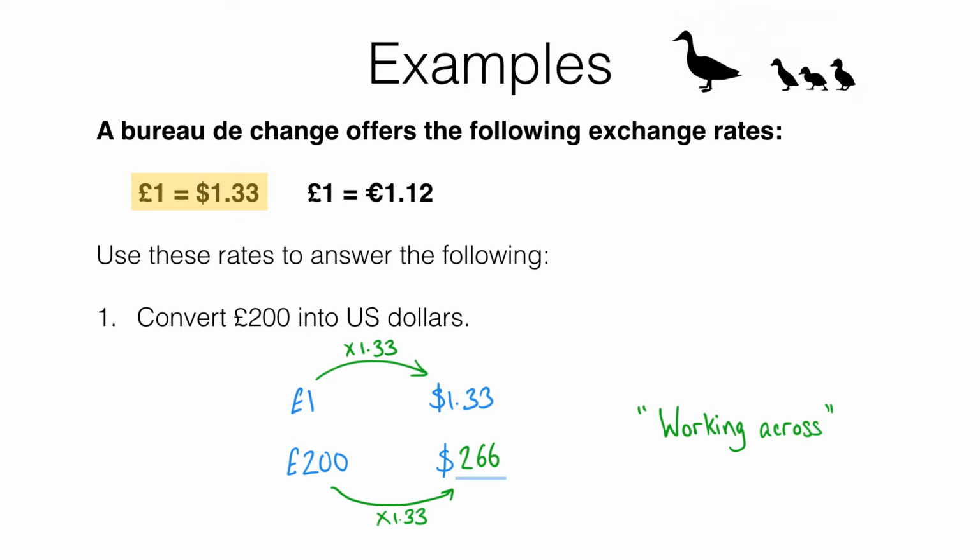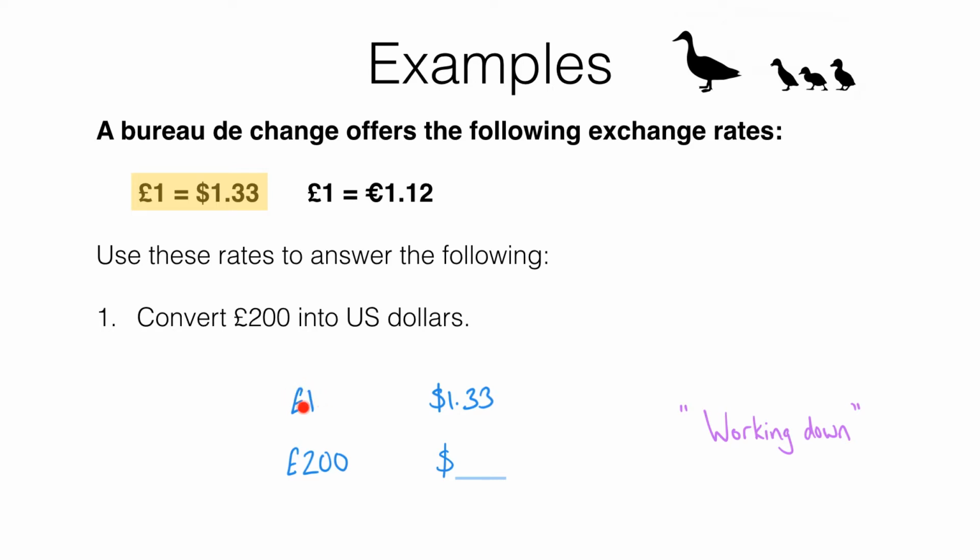Now, there is another way to do it. We could work downwards instead. Let's see what this looks like. Working downwards, we need to think, what do we multiply 1 by to get to 200? Well, we multiply by 200. And that means to work out this missing number here, we need to multiply by 200 this way.